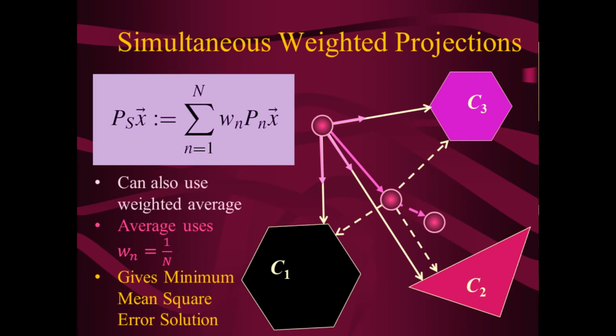So we can use a weighted average. If we do use a weighted average, you can see the formula in the purple box. If we do use the average, that means that each of the weights on the projections is 1 over n, and it does give, in all cases, in the limit, a minimum mean square error solution. So we do have a nice way of dealing with POCS in the case where we don't have the ability to satisfy all of the constraints dictated by the convex sets.